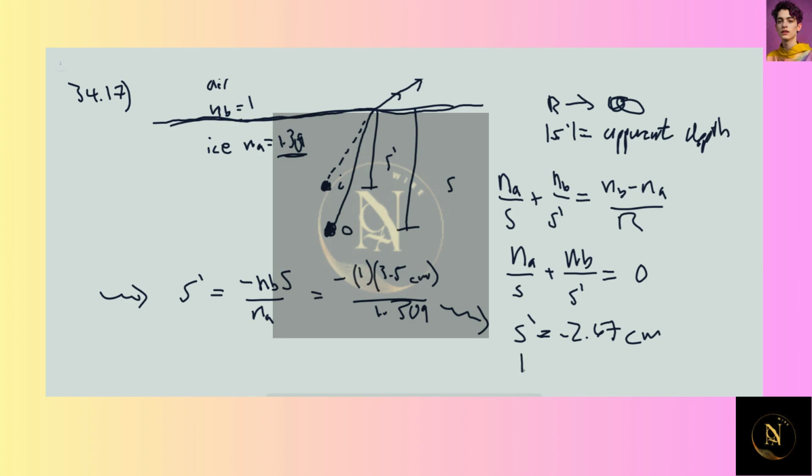So the apparent depth then is the magnitude of this, since we can't have a negative depth, and that's just 2.67 centimeters. Perfect. So what this is saying is that when the light goes from ice to air, it is bent away from the normal, and the virtual image becomes closer to the surface than the object. Awesome.